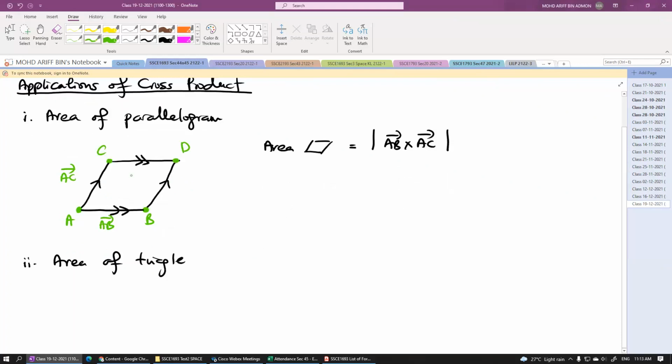The second one, using this cross product, you can also calculate the area of a triangle. Same goes for this. Let's say if we cross this, you have a triangle ABC, or you have a triangle BCD. So this one is parallelogram ABCD. But now for the area of a triangle, basically that is just half of our parallelogram.